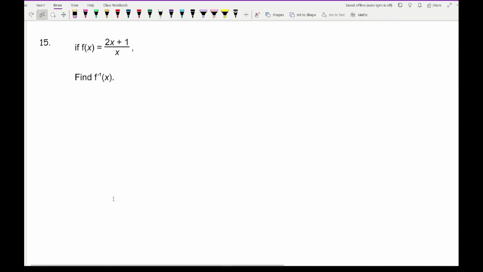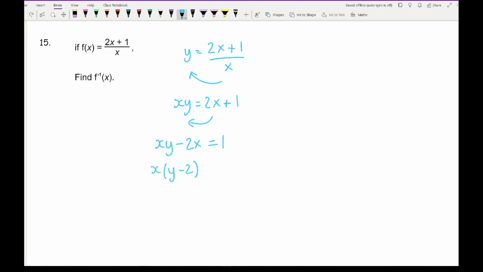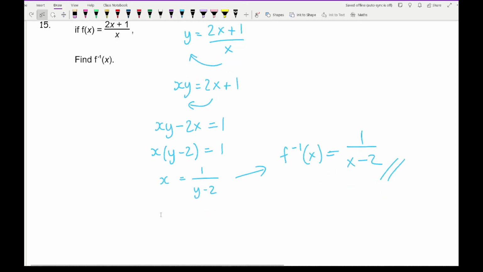Moving on to question 15. So again, all we need to do is work out the inverse function. So here I've got x's on both sides. So I make it equal to y. I then take this x over to the side, so I get xy equals 2x plus 1. I then take this 2x over to the side, so I get x plus xy minus 2x equals 1. I then factorize and then take the bracket over to the side. And then from this, I then do my replacement. And there is my inverse function.